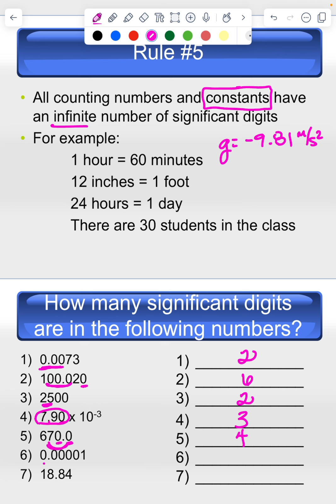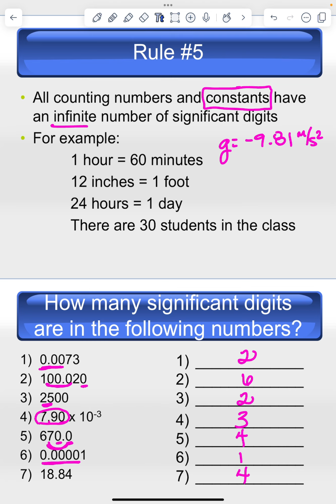All right, we have a ton of zeros up front. These zeros are leading, which makes them not significant. So we only have 1 sig fig there. And then number 7 is easy peasy lemon squeezy. All 4 of those are non-zero digits. So we have 4 sig figs.